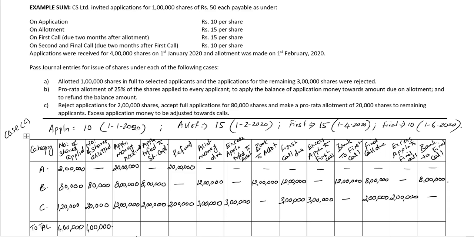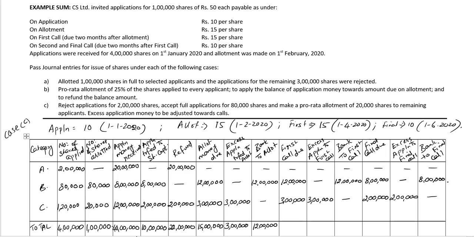Application money received, total of the columns 20 lakh plus 8 lakh plus another 12 lakh is 40 lakh rupees. Application transfer to share capital, total 8 lakh plus 2 lakh, 10 lakh rupees. Refund amount, total amount refunded 20 lakh plus 2 lakh, 22 lakh rupees. Allotment money due is 15 lakh rupees total. Excess application transfer to allotment, total 3 lakh rupees. Bank to allotment, total 12 lakh rupees.